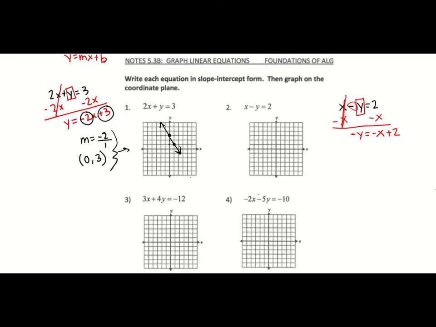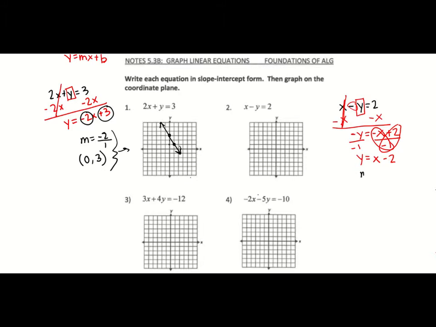Now to get rid of that negative sign, I'm going to divide both sides by a negative 1. When I do that on this side, I get y. Now I have a negative x divided by negative 1 and 2 divided by negative 1. I have to divide both those numbers by negative 1. So negative x divided by negative 1 is just x. Positive 2 divided by negative 1 is a negative 2. So now I have my equation and I'm ready to graph.